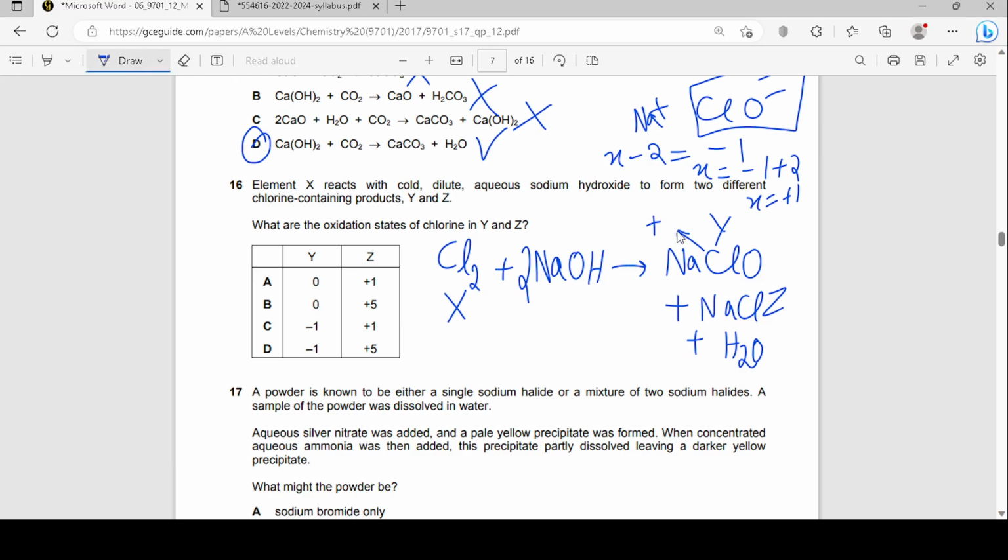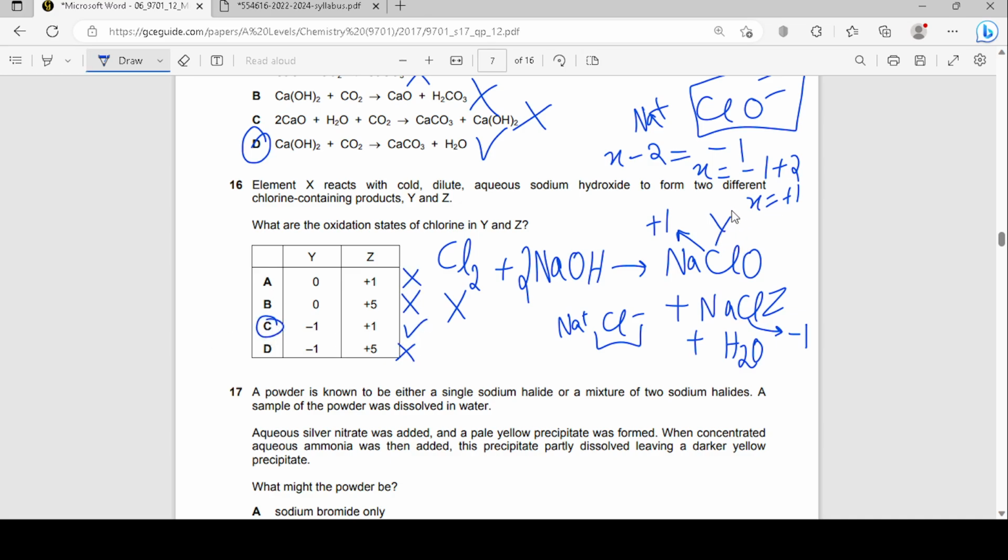Now in NaCl on the other hand, you have Na+ and Cl-, right? So obviously Cl- will have an oxidation state of -1, right? So we have +1 and -1. So is that any option? Now A, B will obviously be wrong. D is also wrong, and C matches with what we got, like -1, +1 or +1, -1.